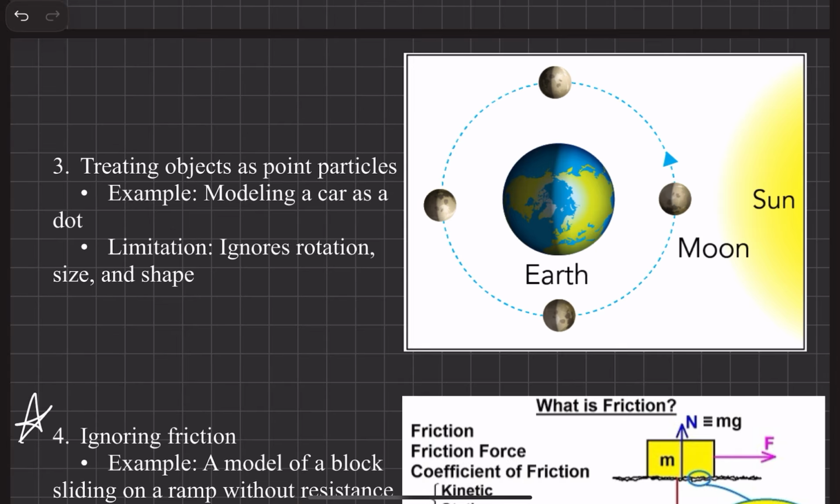Another common assumption we make in physics is treating an object as a point particle. What this means is we take an object and we reduce it down to just a point, and we just pretend it's an infinitely small point, that it doesn't have volume. Some of the physics gets harder when you have an object that actually has volume, because then you have to take into account rotation. An object rotating acts a bit differently than an object not rotating.